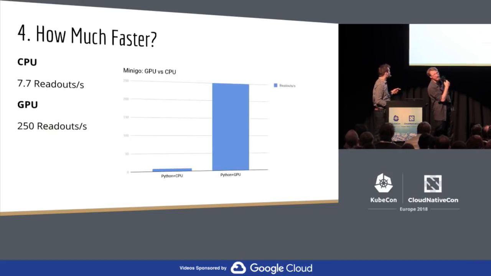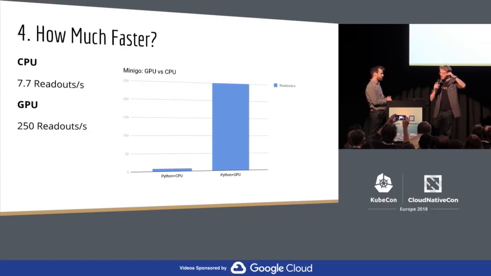They're way faster. On CPUs, we were getting 7 readouts a second. Every readout is an inference, like one run through of the neural net. We were getting 250 readouts a second using just a K80, which is a few generations back. It's not even the latest NVIDIA GPU. It was K80s, P100s, and now V100s.